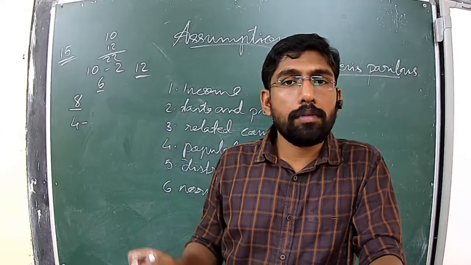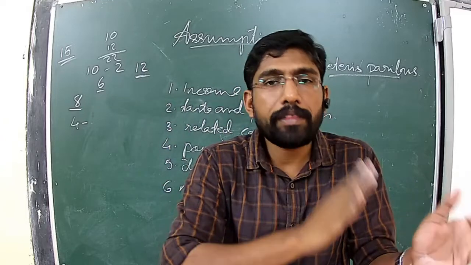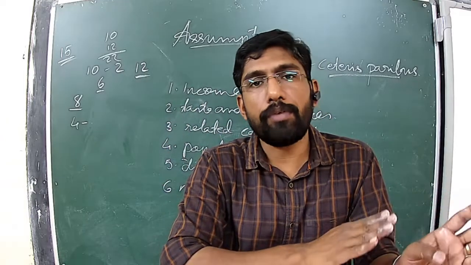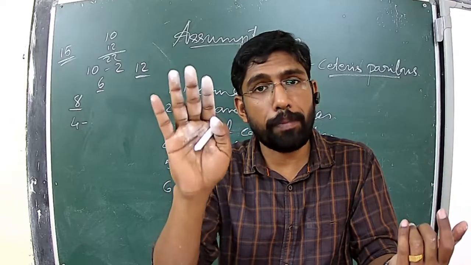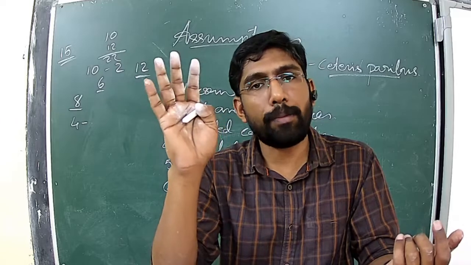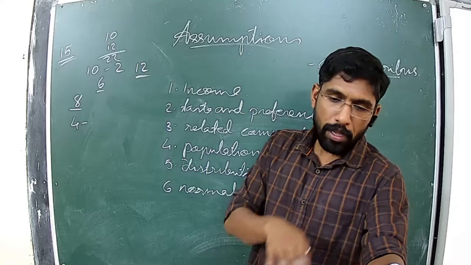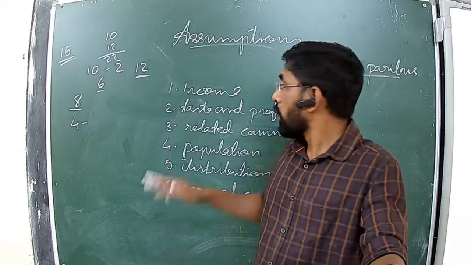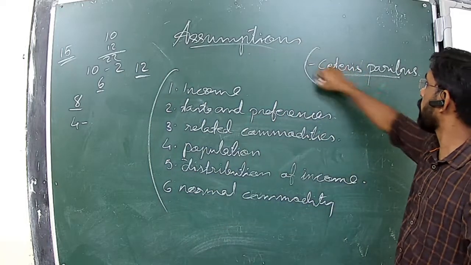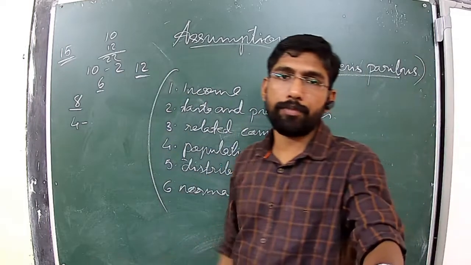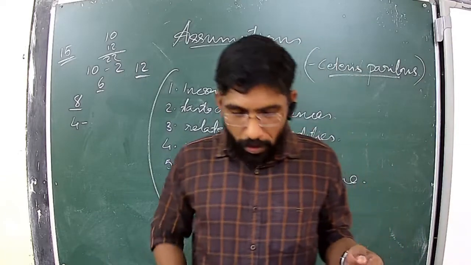So the law of demand states that other things remaining equal or unchanged, the demand of a commodity will increase when the price decreases, and the demand of commodity will decrease when the price increases. Then we studied about 6 assumptions, and other than these 6 assumptions, the most important thing is ceteris paribus, other things remaining equal. Alright.